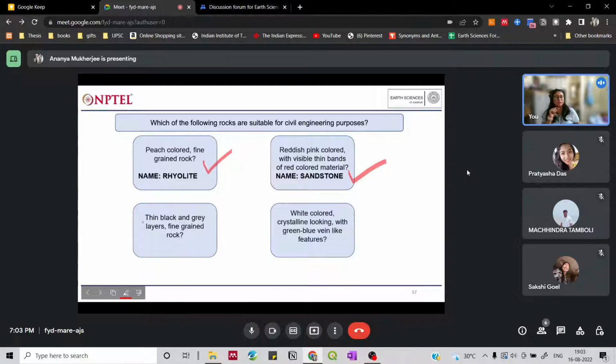Now the next one we have is thin black and gray layers fine grained rock. Now this can be tricky because we have a sedimentary rock and we have a metamorphic rock which look very similar. So I will go ahead and give you the hint that this is a shale. Now shale, again, as we remember, contains a lot of clay minerals, sheet silicate structure minerals, that is mica.